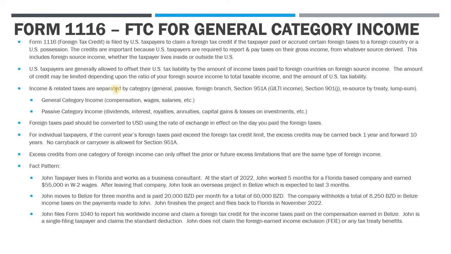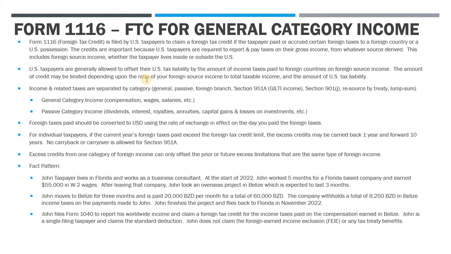So at a high level, when we talk about the foreign tax credits, this 1116 is filed by U.S. taxpayers when they have foreign source income that was earned from either a foreign country or a non-U.S. a U.S. possession, and they paid foreign taxes on those earnings, right? And this is important because U.S. taxpayers, so U.S. citizens, are required to report their gross income from whatever source derives. So it doesn't matter if it's U.S. or foreign source. It doesn't matter where they're living. You have to report all of it, pay taxes on all of it.